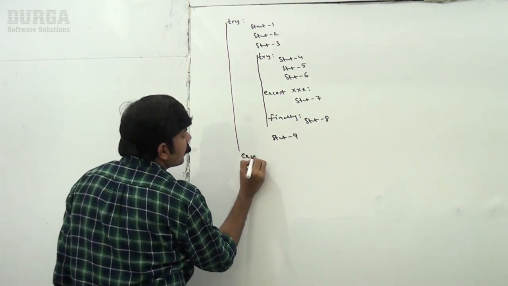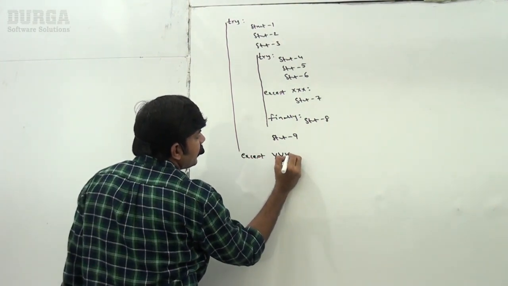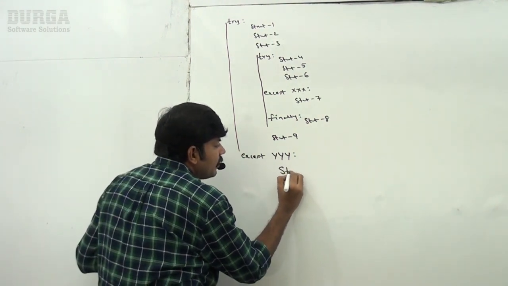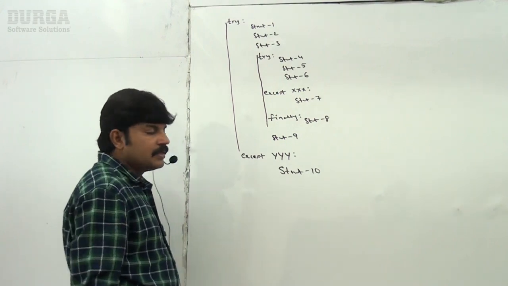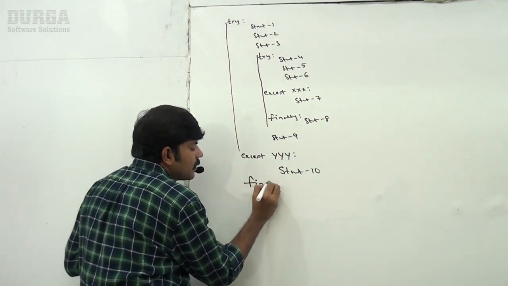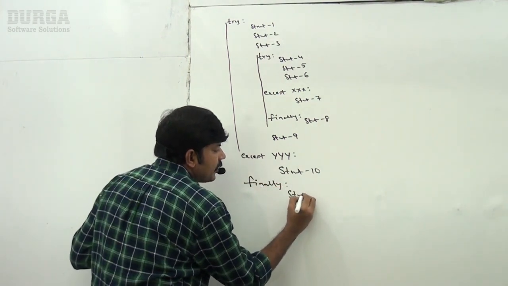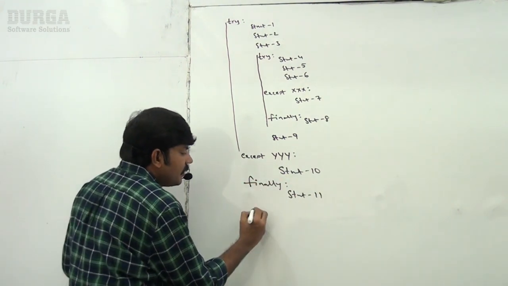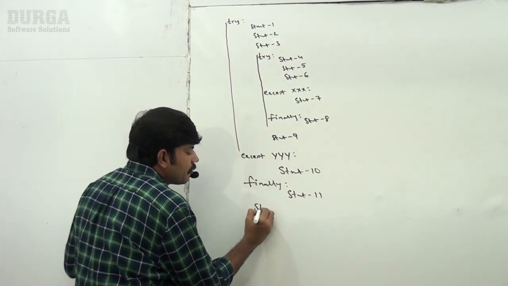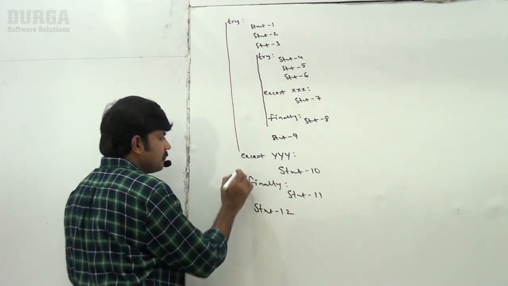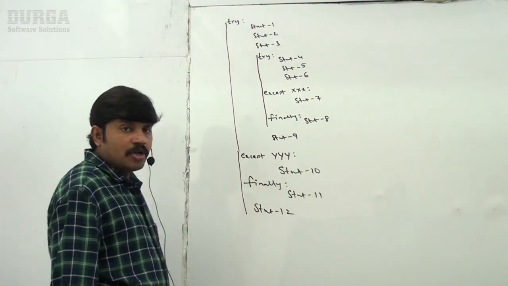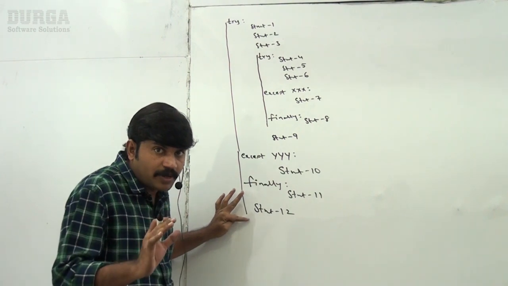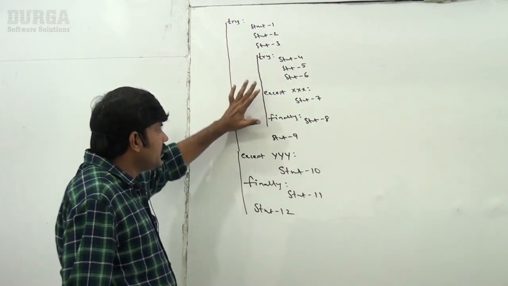Now here I am taking except y. Now statement 10. Next the finally block, statement 11. Finally block statement 11. Next after that, statement 12. That's all. Total how many statements are there? 12 statements. Now I will explain multiple cases related to these 12 statements.